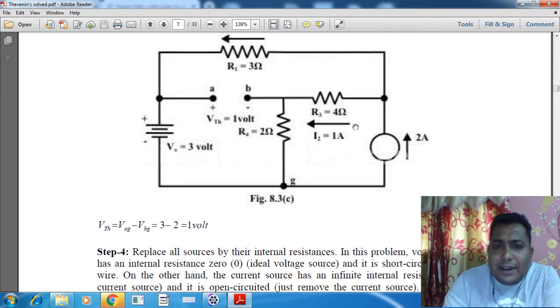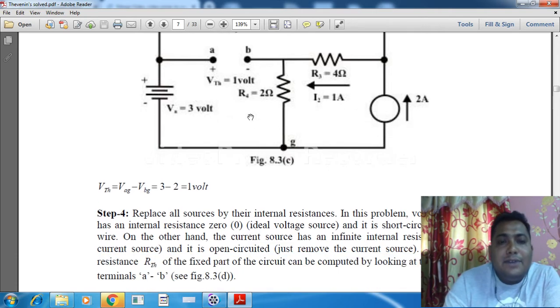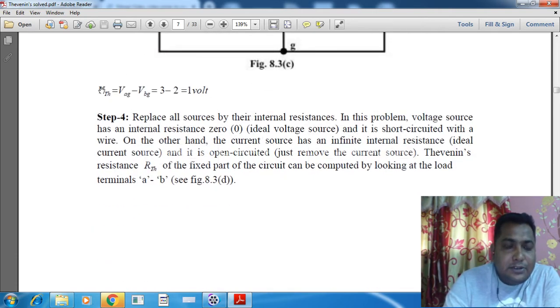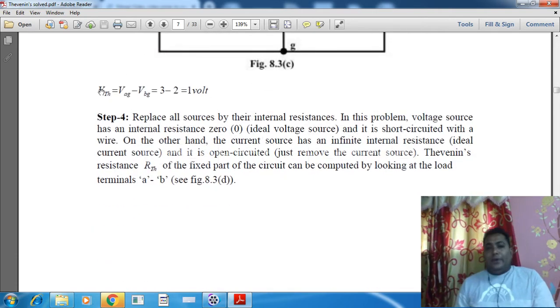So what is the current value? It is coming 1 ampere. What is the resistance value? It is 2. So 2 into 1 is 2 volt, and here we have the 3 volt. So 3 minus 2 will give us 1 volt. So this is the result. So VTH is 1 volt over here. Correct? Clear my point? So this way we can find out the VTH over here.